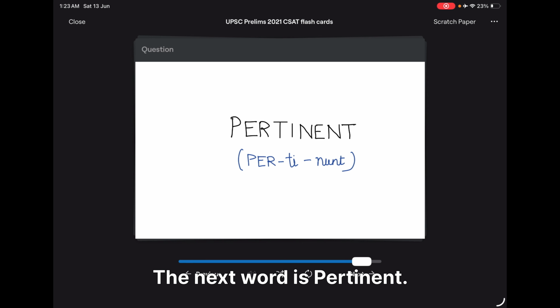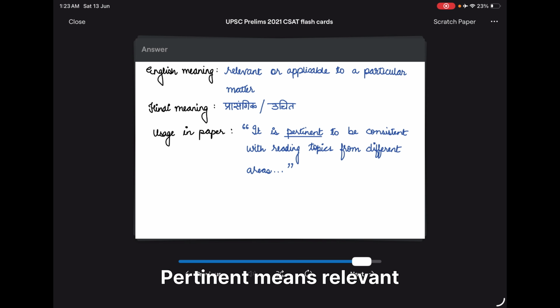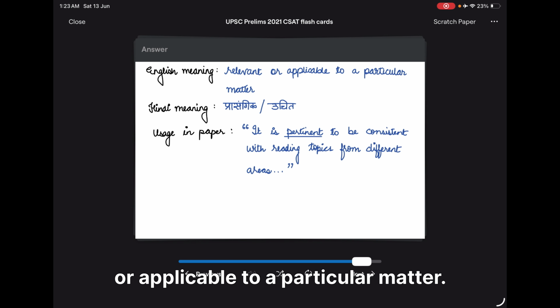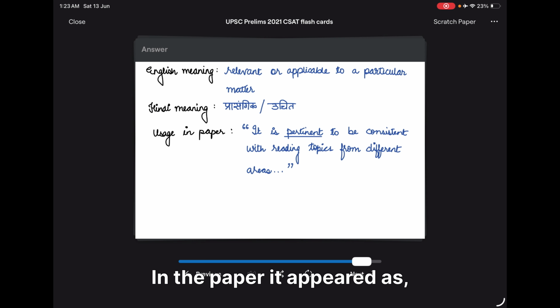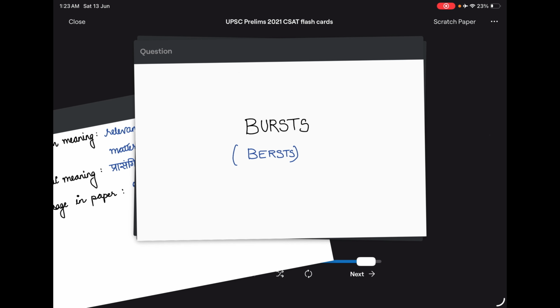The next word is pertinent. Pertinent means relevant or applicable to a particular matter. हिंदी में इसका अर्थ है प्रासंगिक या उचित. In the paper it appeared as it is pertinent to be consistent with reading topics from different areas.